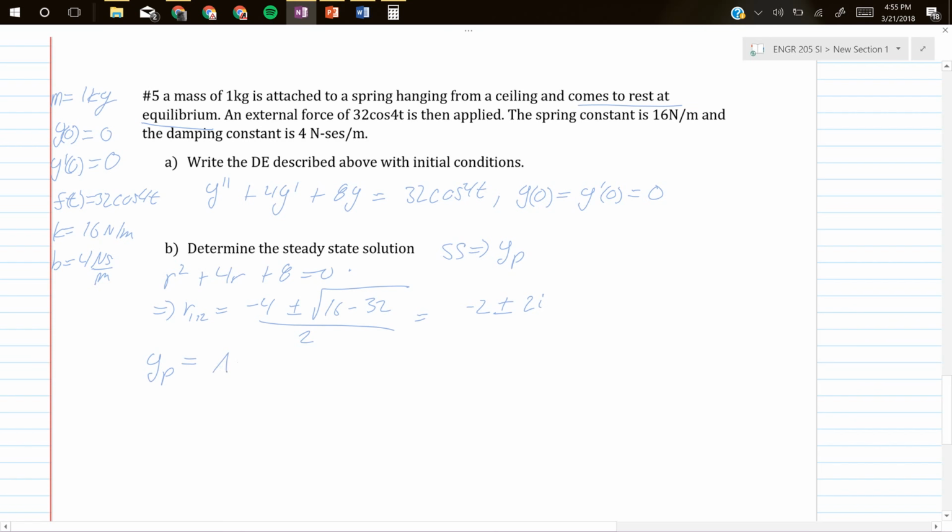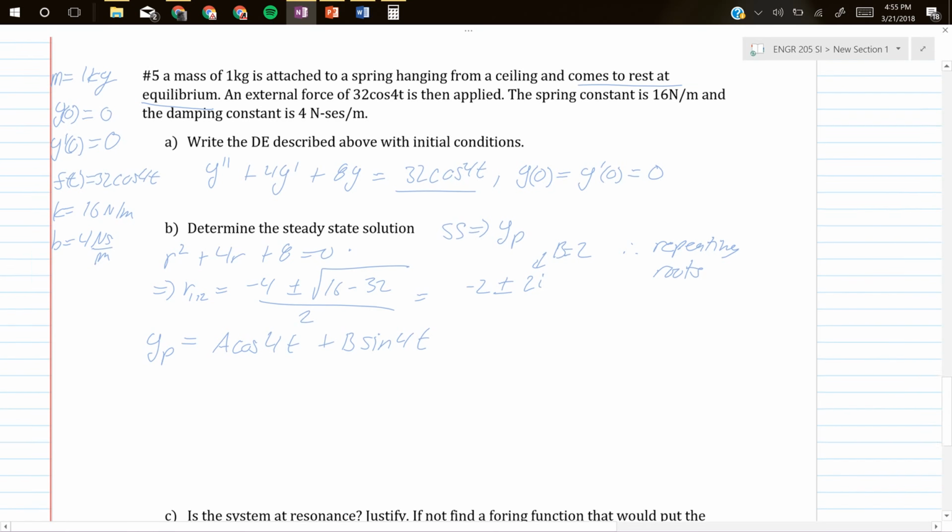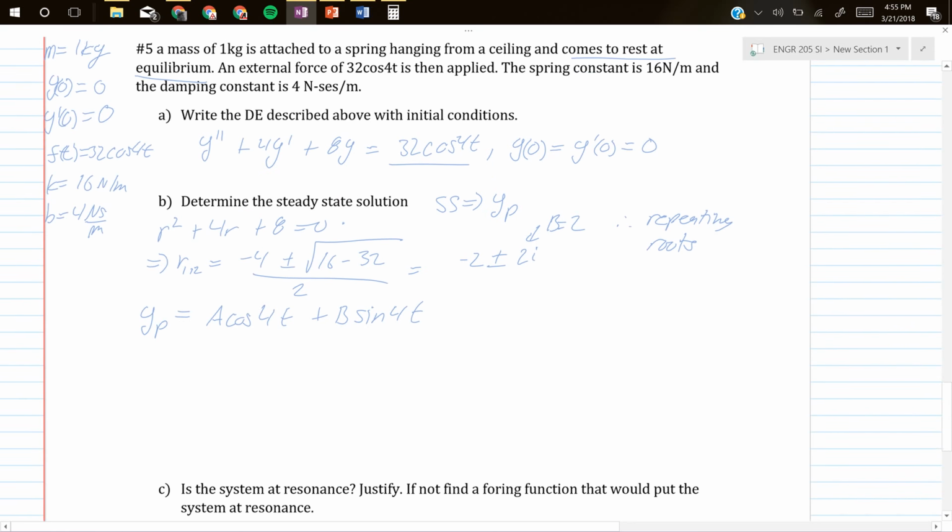So we solve for y sub p. It equals a cosine 4t, because remember it's dependent upon the right side of the equation, which is 32 cosine 4t, plus b sine 4t. Now if you look, our beta for this is 4, the beta here is equal to 2, so no repeating roots. So although it didn't seem to matter, it's important that you do check for y sub h whenever you solve for steady state.